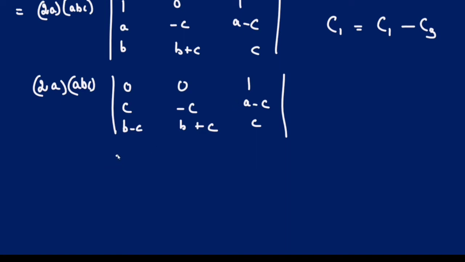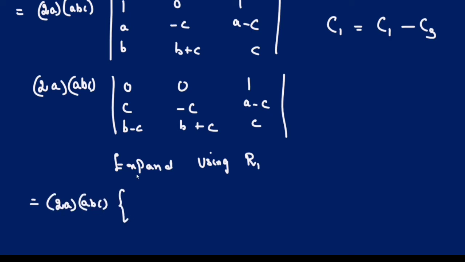You learned the expansion yesterday. You can use row 1 to expand. You can use any row. You learned that property yesterday. To find the value of a determinant, you can use any row. I am using row 1 because I have more zeros here. Okay, so this is equal to 2A, ABC. 0 into anything is 0, right? So that you need not find at all. 0 into cut this row, cut this column, this 0 also you can cut it off.